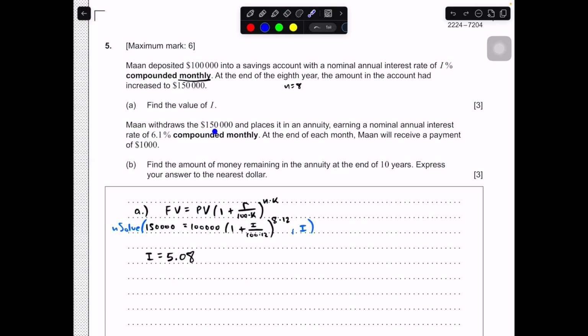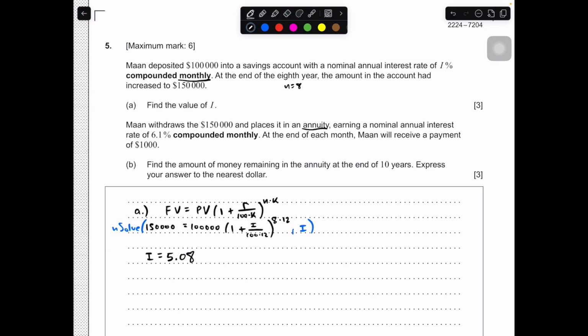Man withdraws the 150,000 and places it in an annuity. Alright, so it's some kind of pension fund. Earning a nominal annual interest rate of 6.1% compounded monthly. At the end of each month, man will receive a payment of $1,000. Find the amount of money remaining in the annuity at the end of 10 years. Express your answer to the nearest dollar.